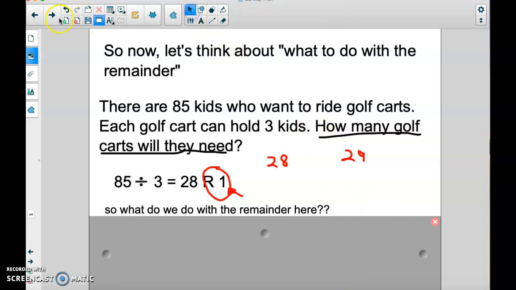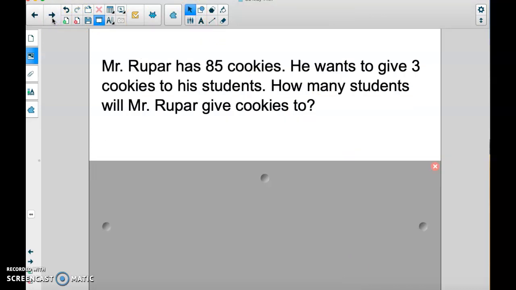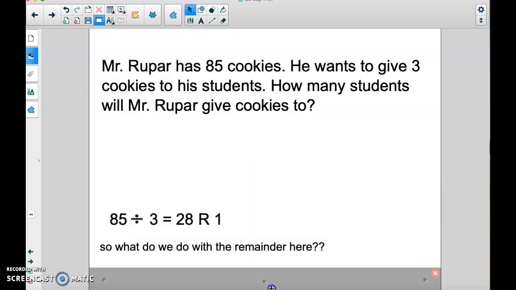So now let's look at this problem. Mr. Rupar has 85 cookies. He wants to give 3 cookies to each of his students. How many students will Mr. Rupar give cookies to? So it's still the same thing. It's 85 divided by 3, so 28 remainder 1.